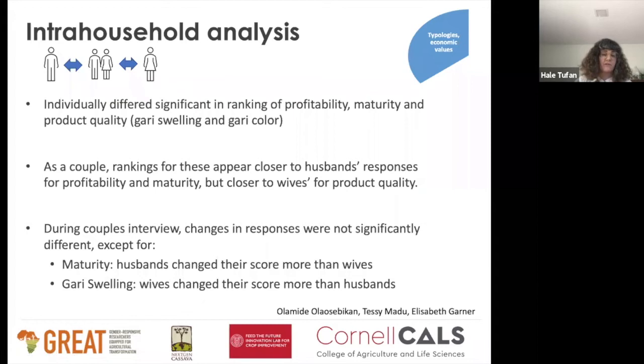But then when you come together as a couple, if you listen to these transcripts, you hear the men doing a lot more of the speaking. So our assumption was that the negotiated response would look more like the men's response. But what we really found is that that's not true. So in the negotiation, the couple response is more towards whoever feels more strongly. So their profitability and maturity, if it was lower ranked for women in the individual, in the couple's response, that was kind of shifted upwards because the men felt strongly about that, and vice versa. So it was kind of an equal shift, which was really interesting.